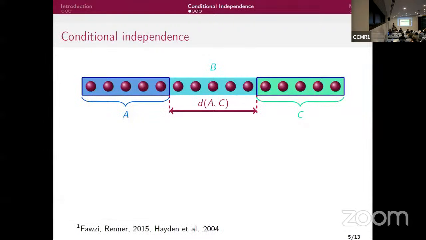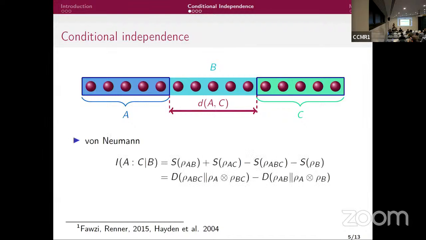Okay, so conditional independence, as I said, is the thing that we want to prove. There are several notions of correlations in 1D Gibbs states. You could talk about decay of correlations, about mutual informations, but we care about conditional independence. And this is characterized by the conditional mutual information, which in the standard version is given by this formula.